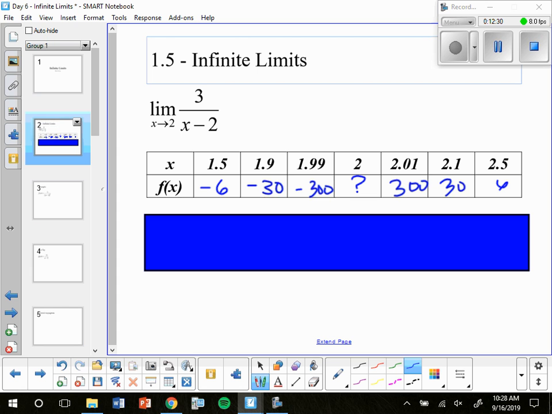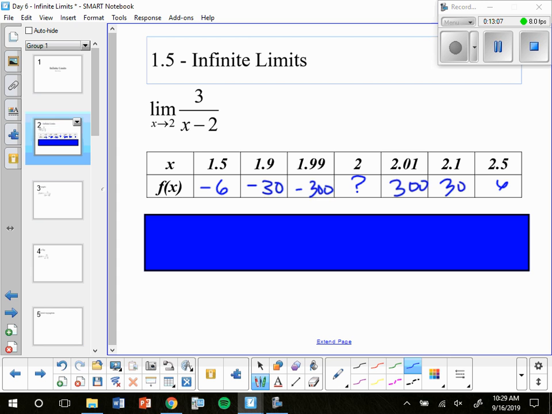If I plugged in 2.00000001, what would my bottom practically be? 0. I get 3 divided by a tiny, tiny number, practically 0. 3 divided by practically 0 is what? What kind of number? A huge number, right? 3 divided by a number that's almost 0 is a huge number.